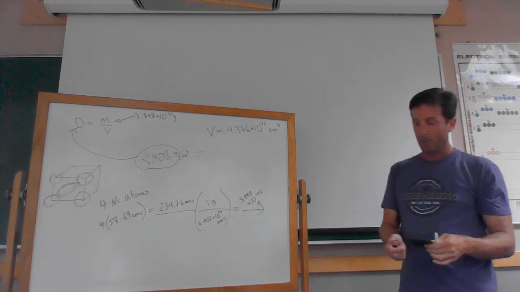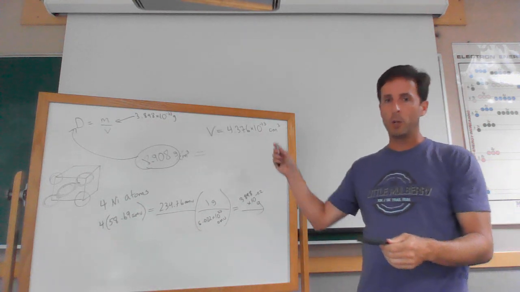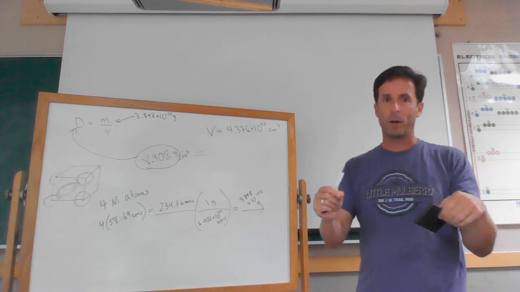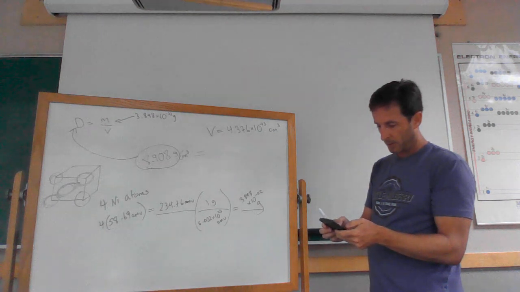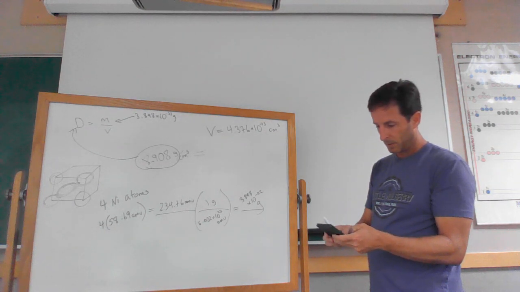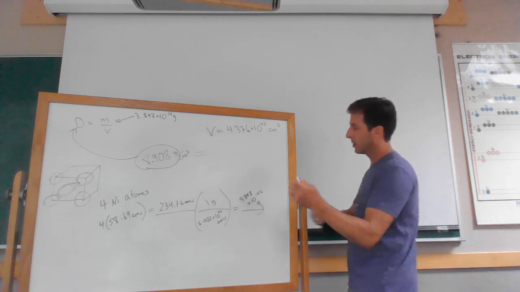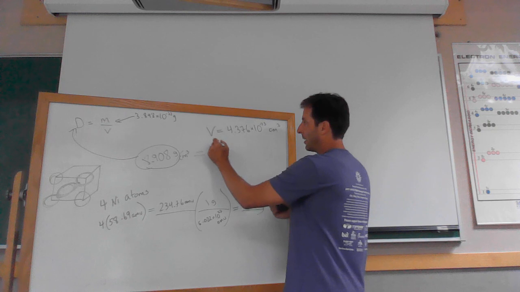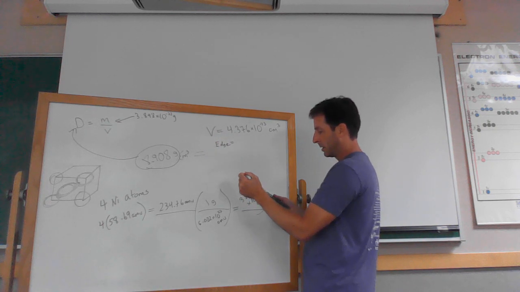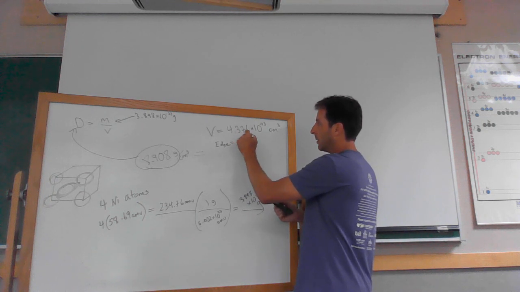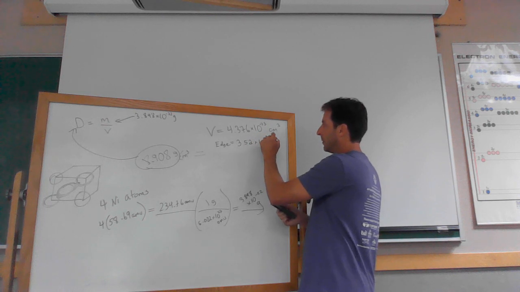Okay, now that number, again, the volume of a cube, if I take the cube root, that's going to give me the length of one edge. So, let's see. If I took that cube root, it gives me the edge length is 3.52 times 10 to the minus 8 centimeters.